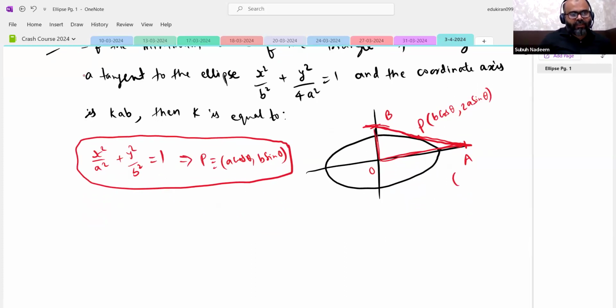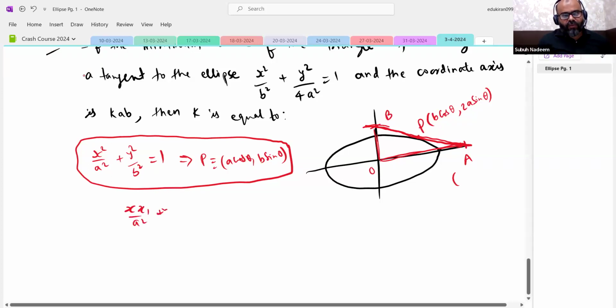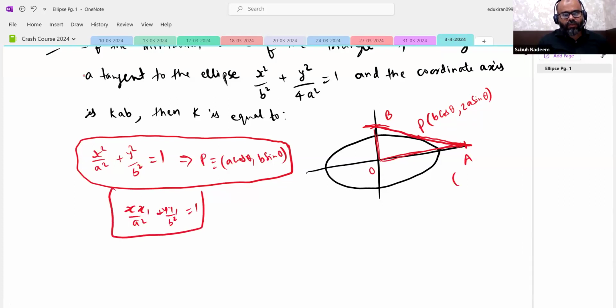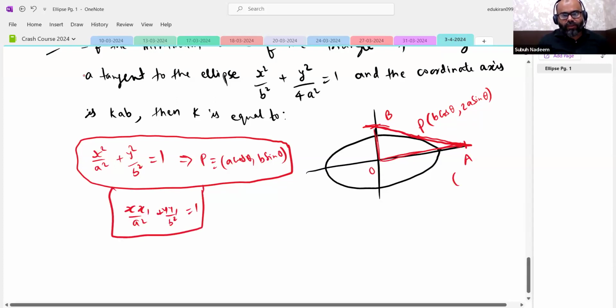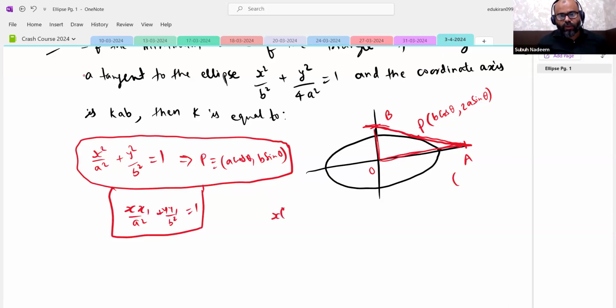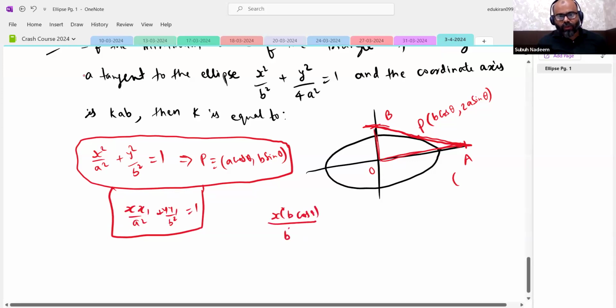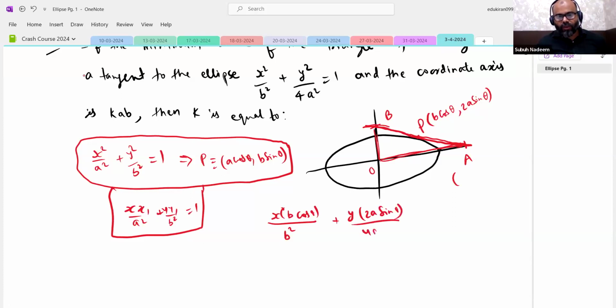So the equation of the tangent is xx1 by a square plus yy1 by b square is equal to 1, that is the formula. Now here it is x square by b square, so x1 is b cos theta upon b square, and then y1 is y into 2a sin theta upon 4a square is equal to 1. So this is the tangent.